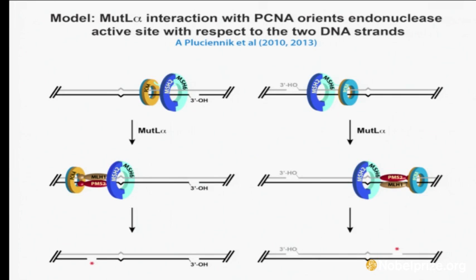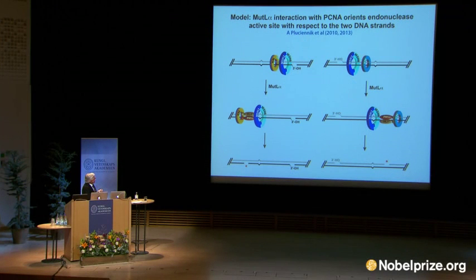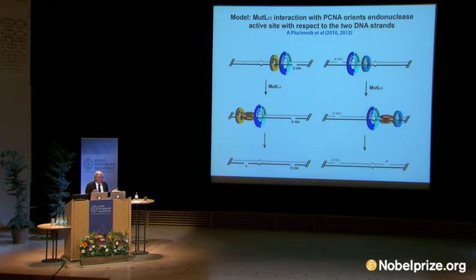We know from the work of Jarickny and Richard Kolodner that MutS alpha is tethered to the replication fork via physical interaction with PCNA. And we know that both of these proteins can move along the helix. When MutS alpha recognizes a mismatch, this leads to recruitment of MutL alpha, which is capable of interaction with both PCNA and MutS alpha. And the idea is that the asymmetry of PCNA loading is preserved in the PCNA MutL alpha complex, and this serves to orient the endonuclease active site relative to the two strands of the helix.